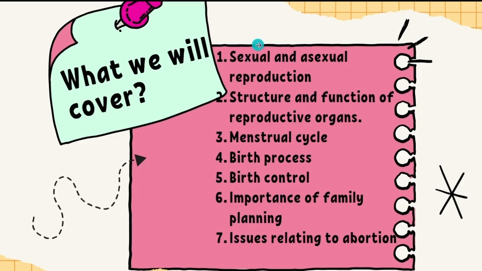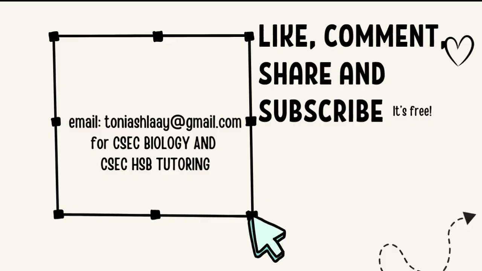So what you need to do is just know about these things, know about the differences, the advantages and the disadvantages, the structure and the functions. Be able to explain the menstrual cycle, or if you're given a diagram, be able to interpret it. Know the birth process, the birth control, different methods of birth control, the importance of family planning, and then the issues relating to abortion, right? So these are all of the topics that we went through today.